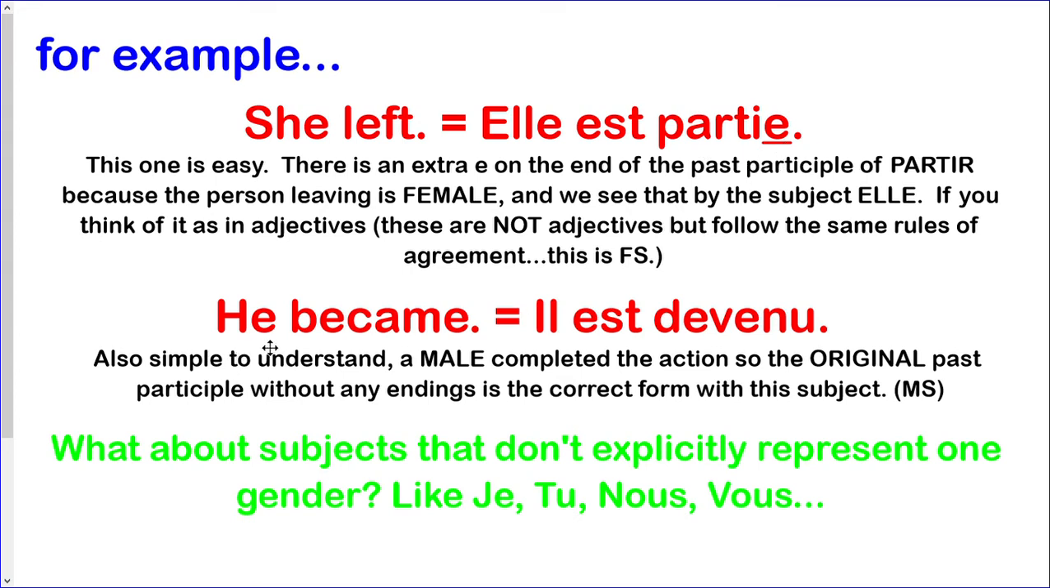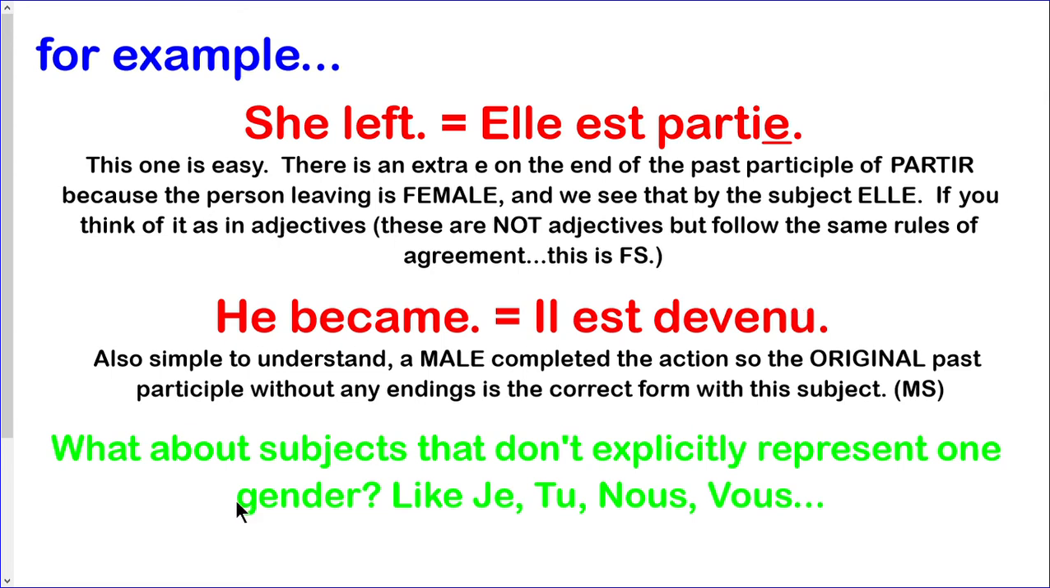Now, if it was a sentence, he became, il est devenu. This looks plain to me. I don't see any E's. I don't see an S. So also simple to understand, a male completed the action. So the original past participle without any endings is the correct form with this subject. So with il, I'm just going to add the original form. This is an MS sentence, masculine singular, one person, and it was a boy.